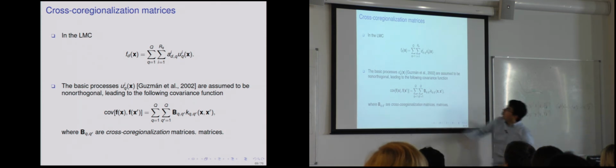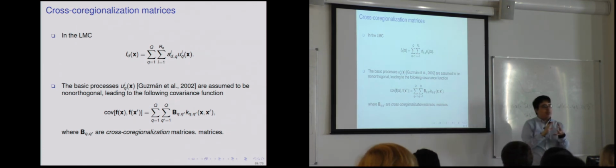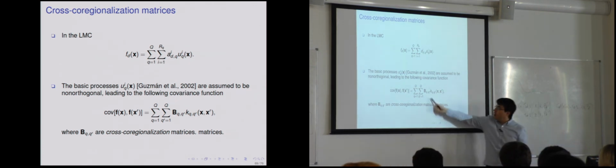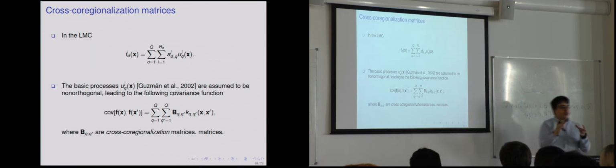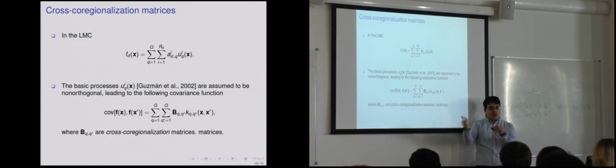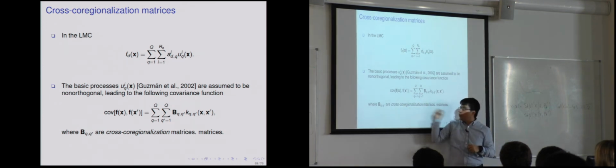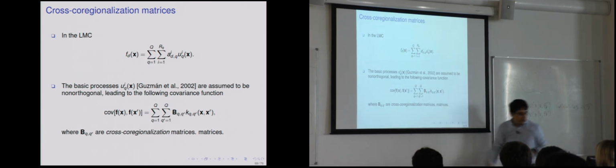This is the general expression that we have for the linear model of coregionalization, and we assumed before that the latent processes were independent. So one version would be to say, well, let's assume that those random processes are non-orthogonal, and then you come up with coregionalization matrices when these two processes have some sort of correlation, and we call those the cross-coregionalization matrices. This is a model that appeared in statistics in 2002.